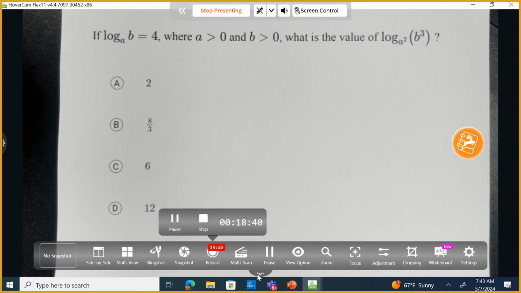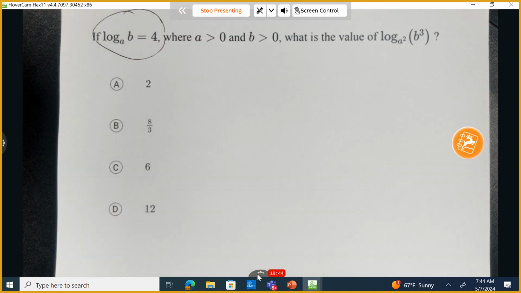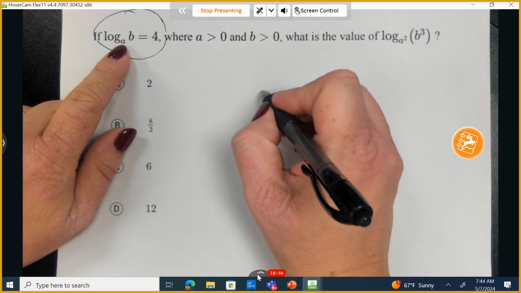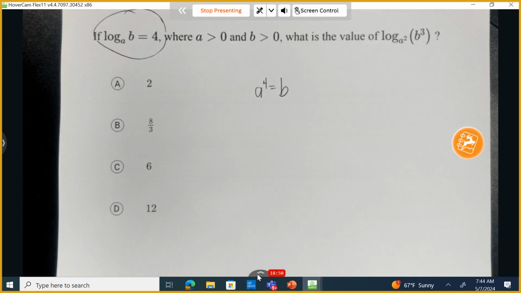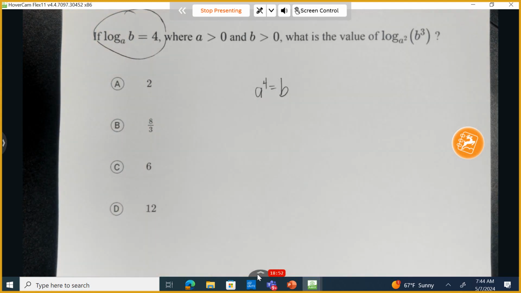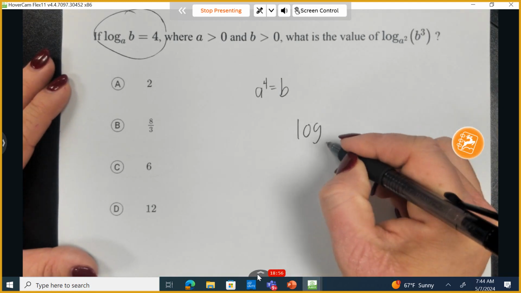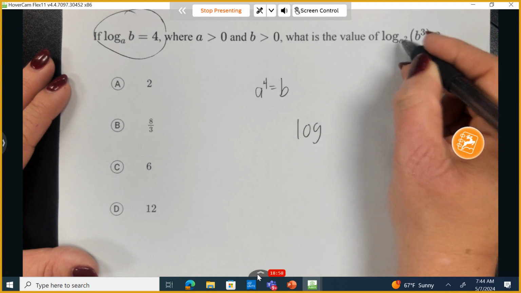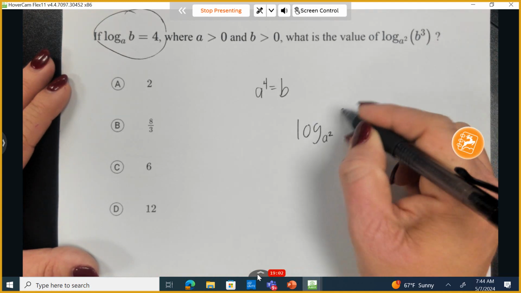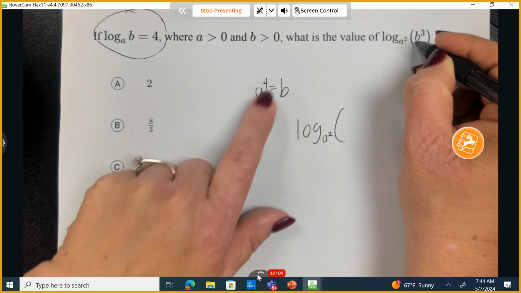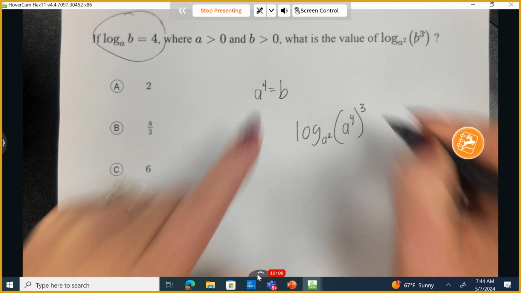I'm going to take this statement right here, and I'm going to write that in exponential form. How do I do that? The base raised to the opposite equals, in this case, b. A raised to the fourth equals b. And then I'm going to come over here and write log of a squared. I'm going to take out b, and what does b equal? A to the fourth, and then here's the 3 on the outside.